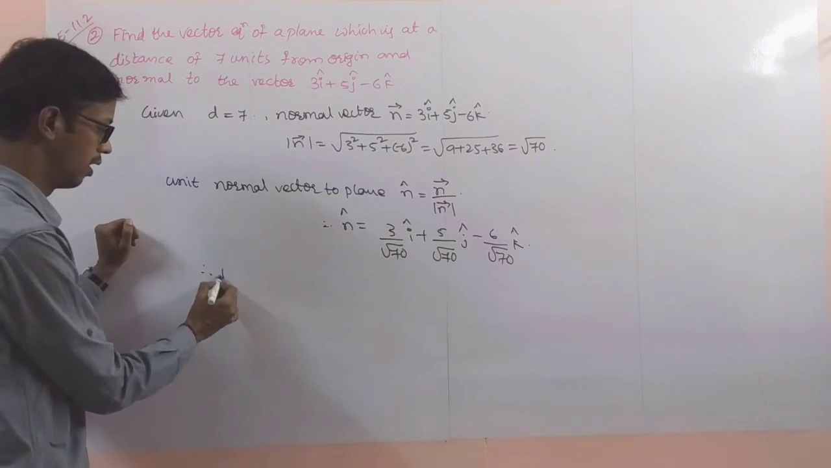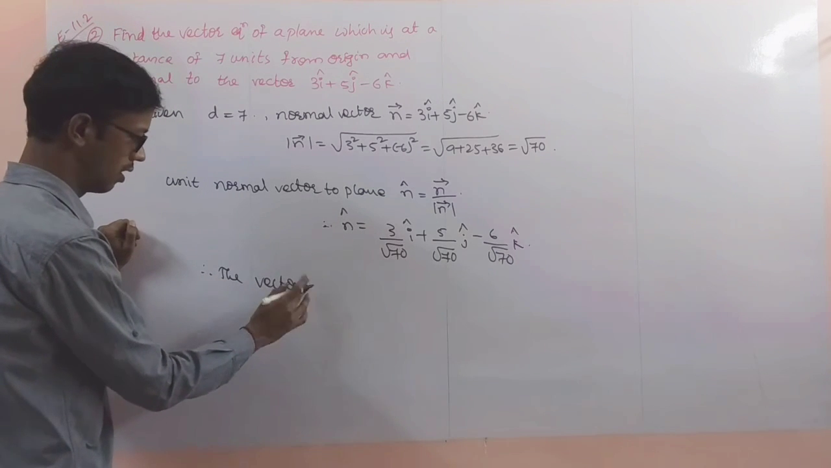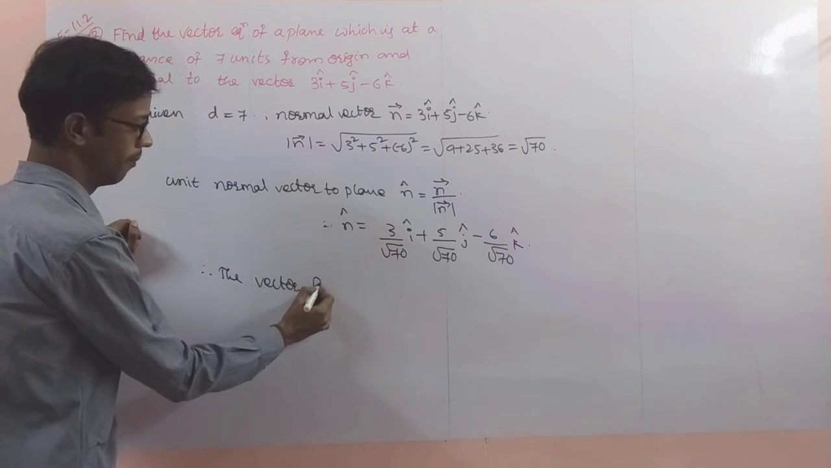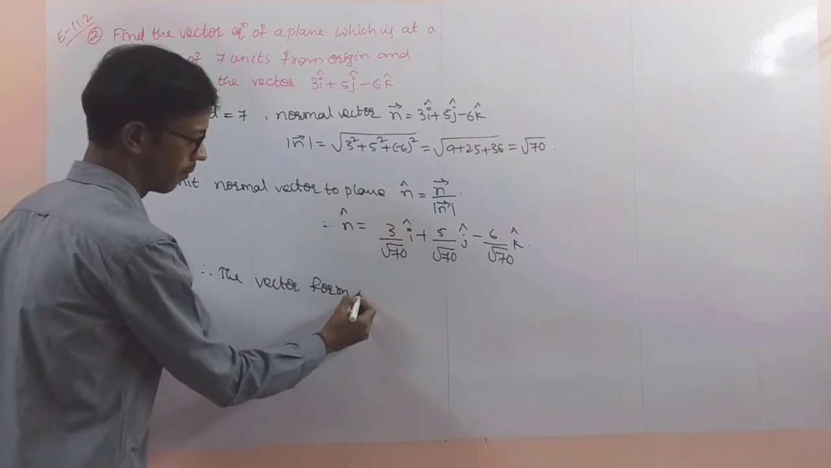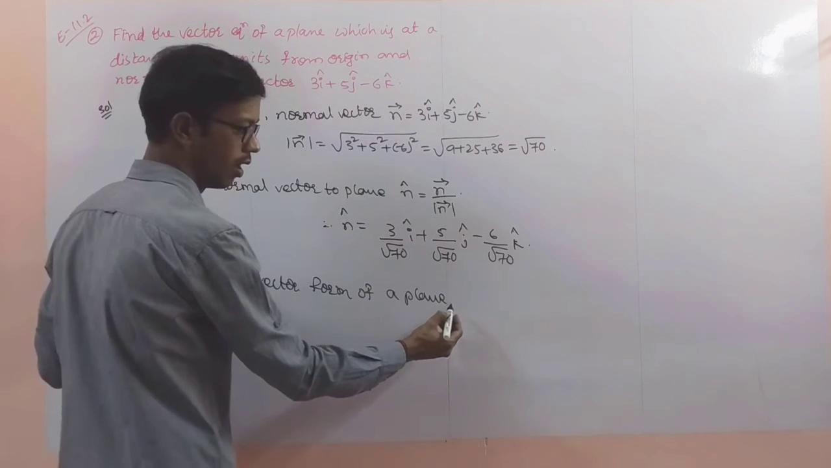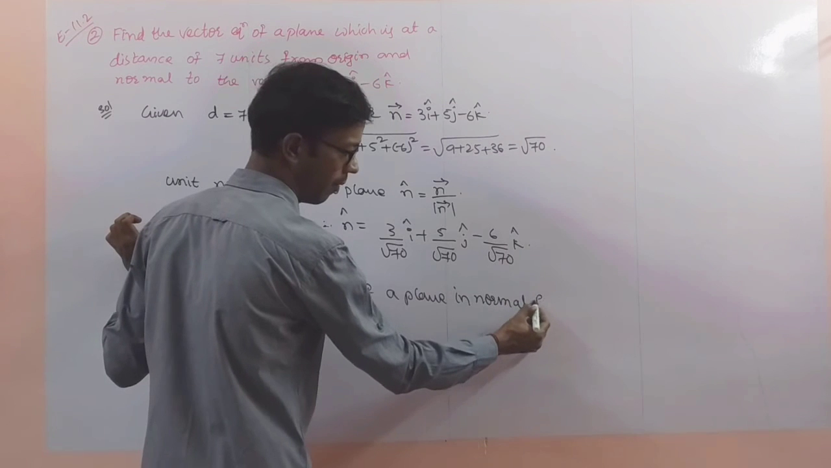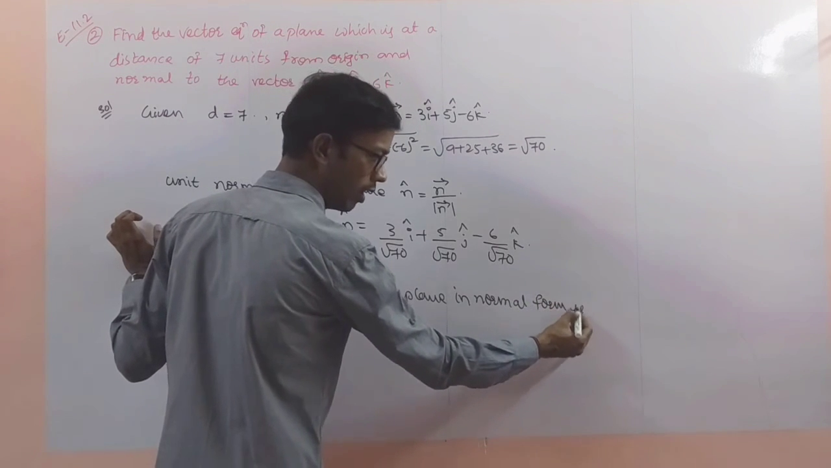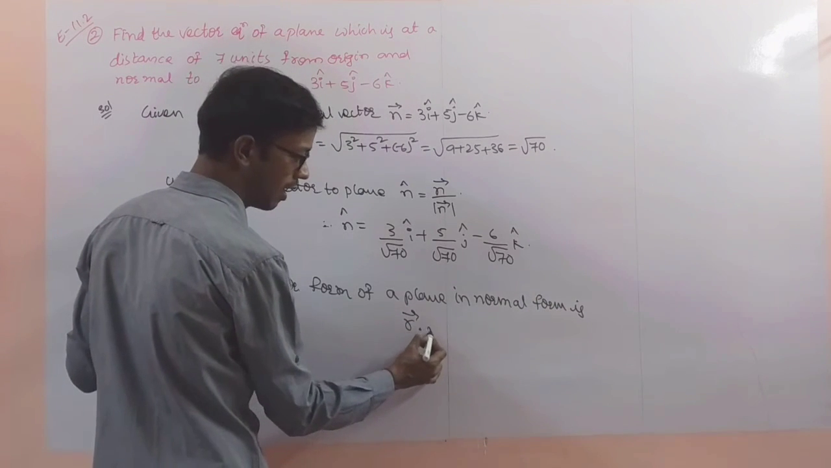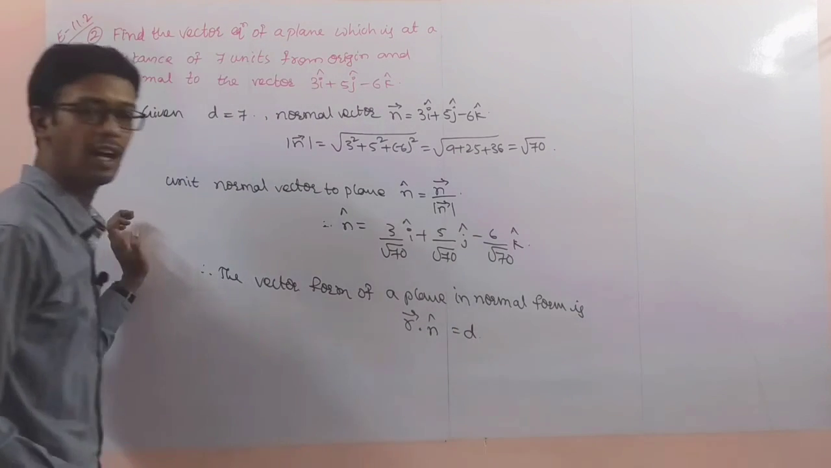The vector form of a plane equation, the plane in normal form, is r bar dot n cap equal to d. What is the r bar?